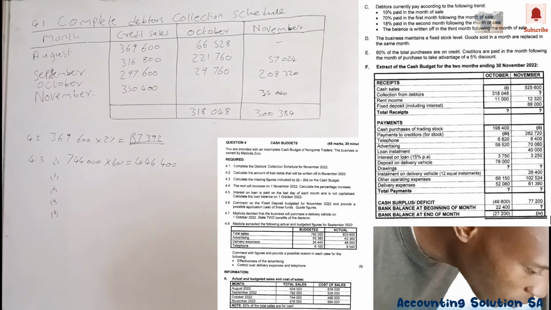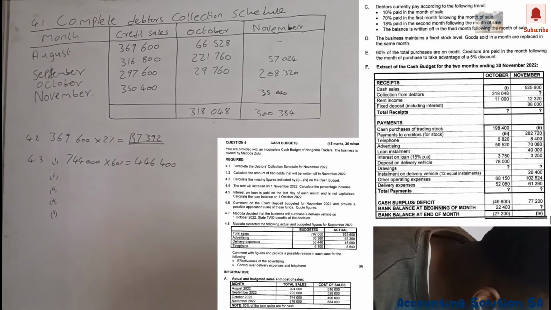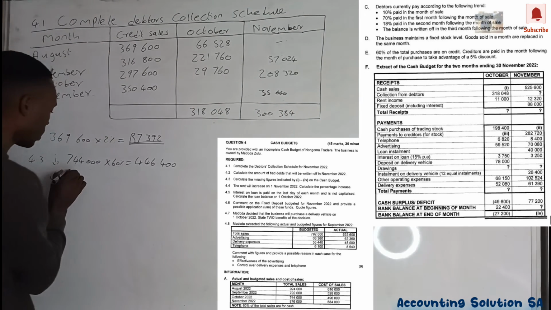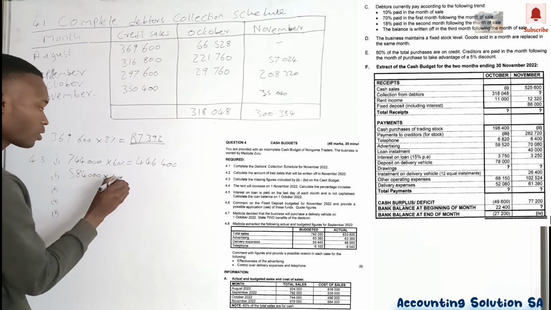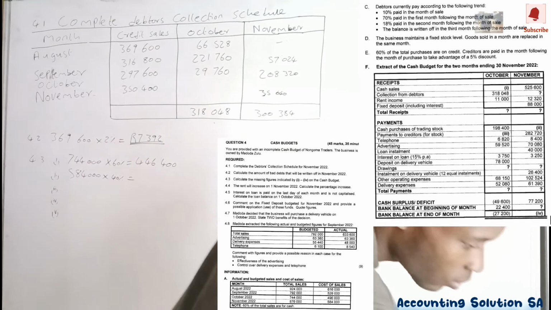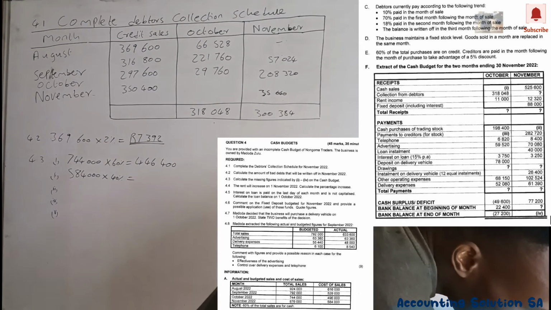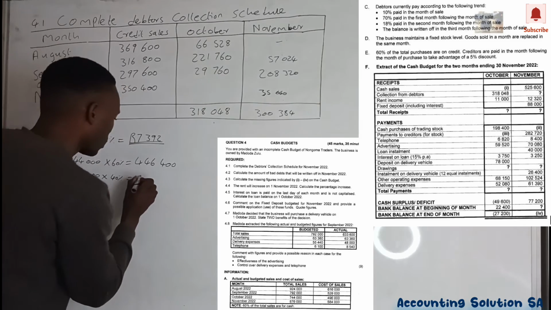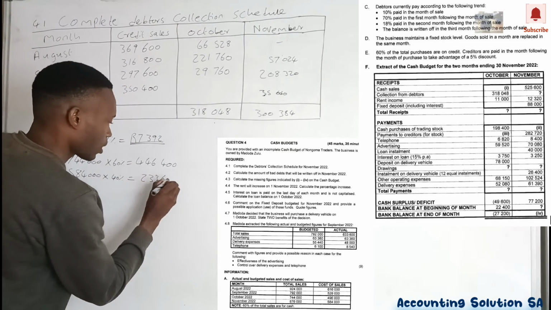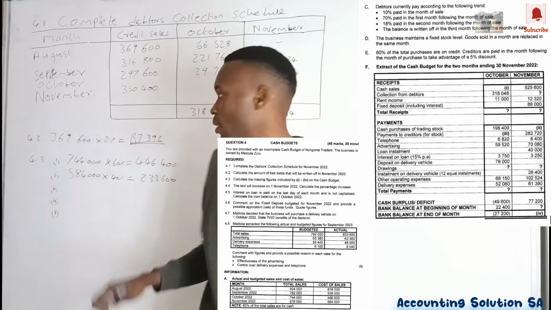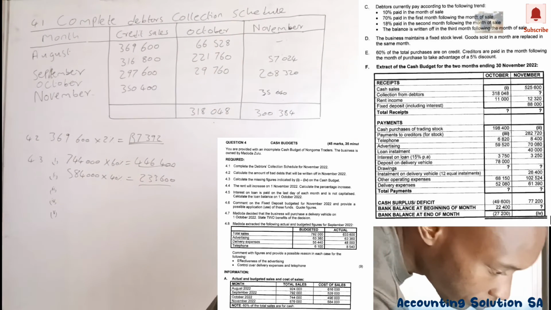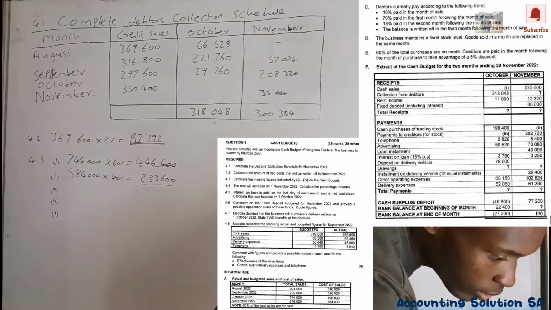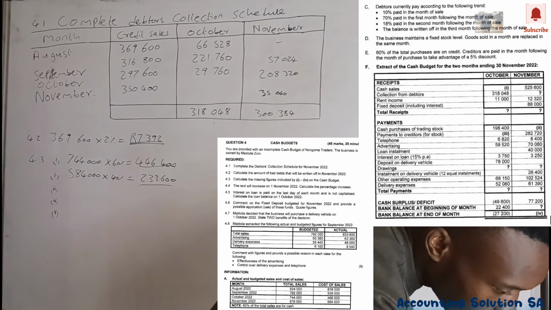So which means that we are going to take the one for November, which is 584,000. We multiply by 40%, which is going to give us an amount of 233,600. Very simple as that. So this is the answer, and this is the calculation. Okay, now let's proceed to Roman figure number 3.